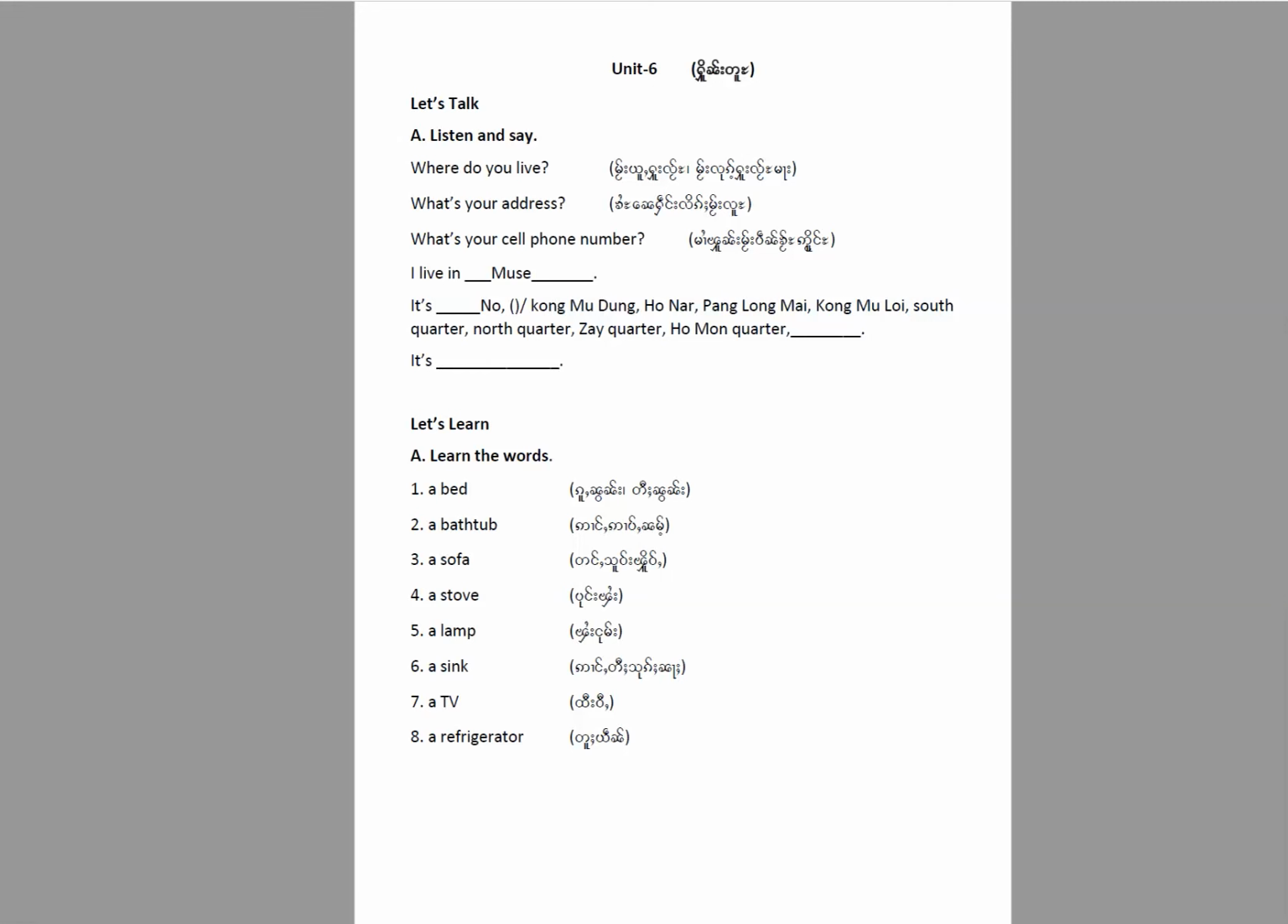Unit 6. Let's talk. A. Listen and say. Where do you live? What's your address? What's your cell phone number?